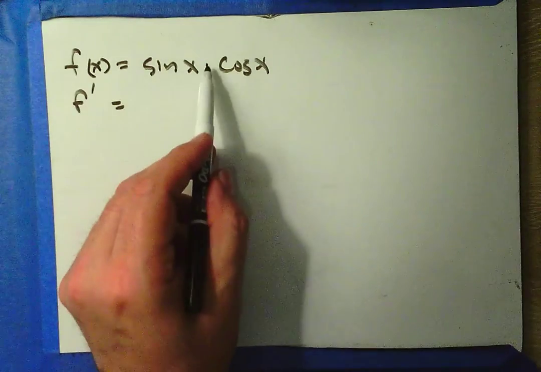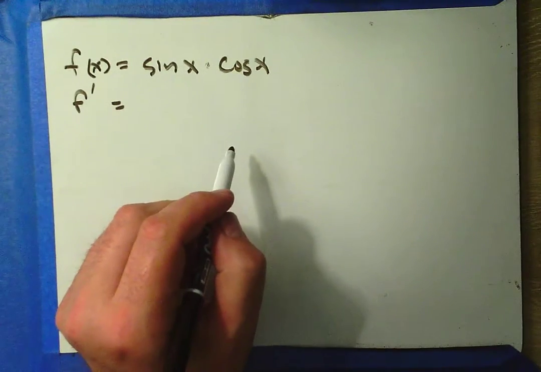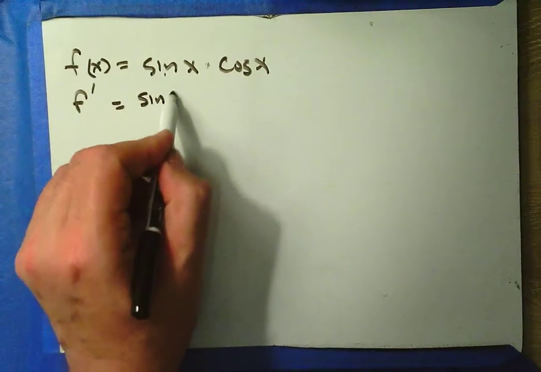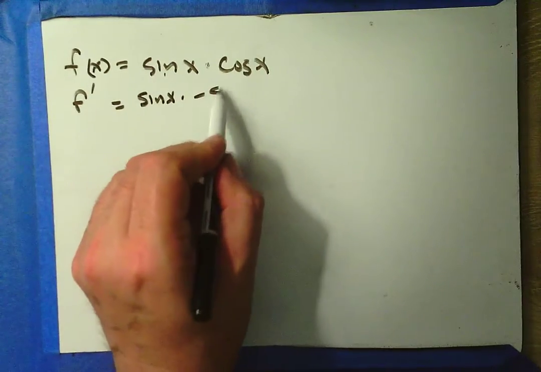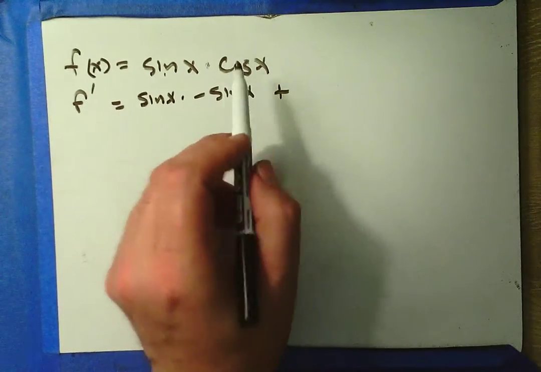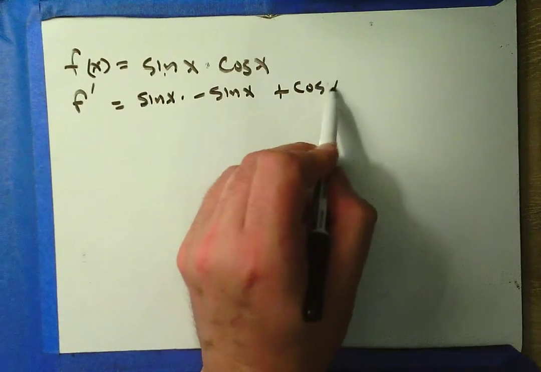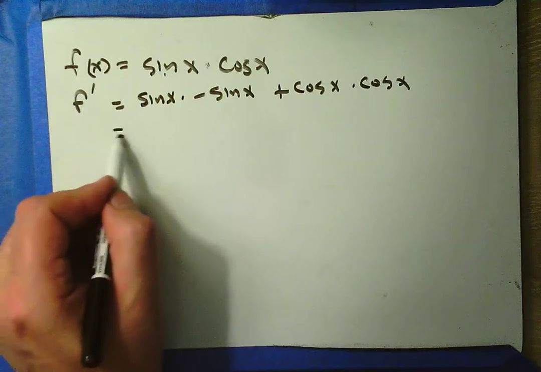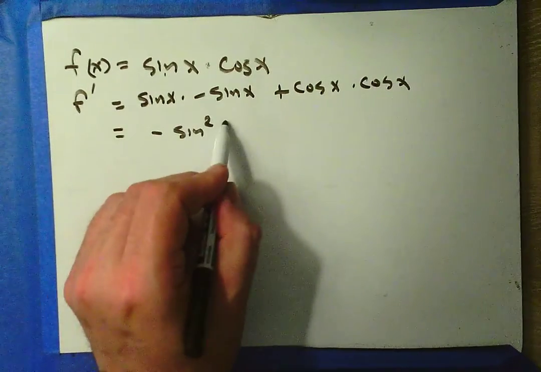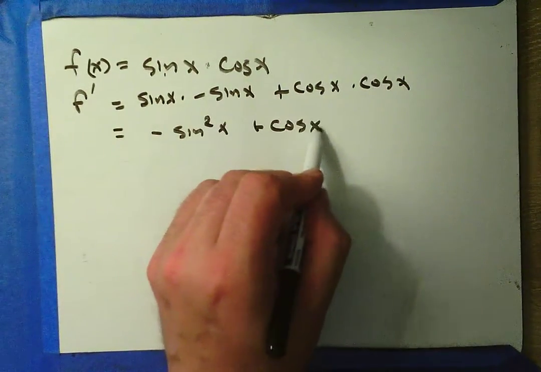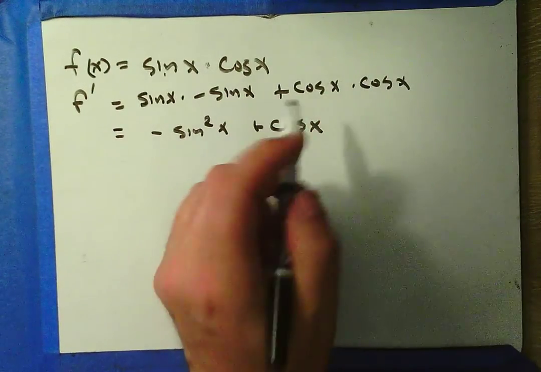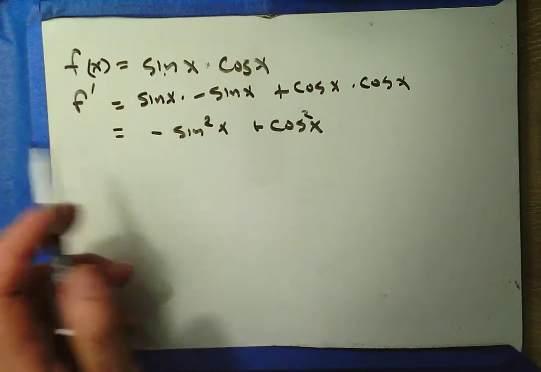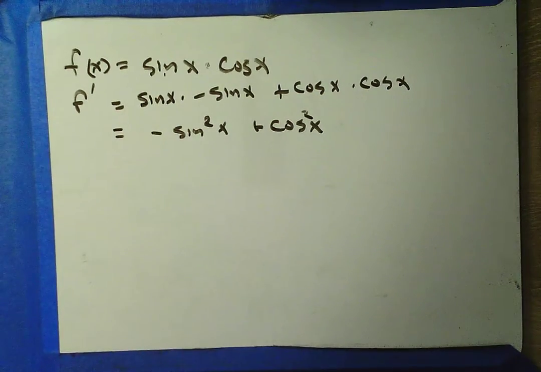Okay, so we know this is a product rule situation. So we want this times the derivative of that, sine x. The derivative of cosine is minus sine x, plus this times the derivative of that. And so we end up with minus sine squared x plus cosine squared x. Oops, not cosine of x squared, but cosine squared x. And no, that's not a Pythagorean identity, so we're just going to leave that alone. Okie doke.